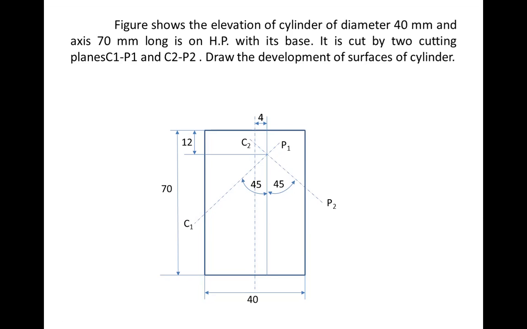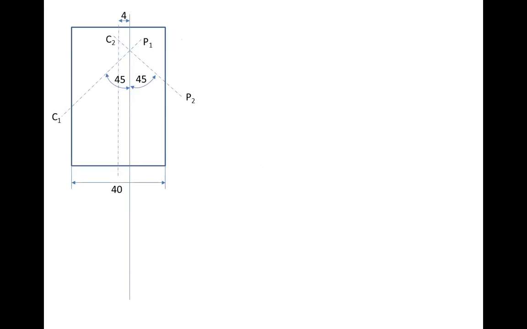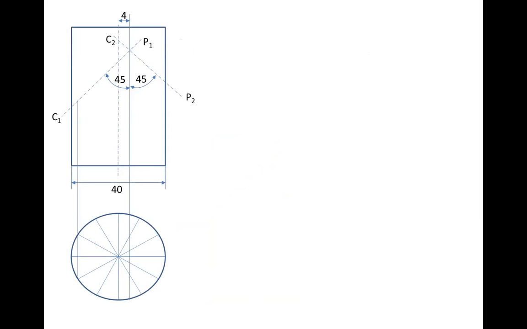For that, now we will see how we can draw that and how we can determine the geometry of that development of surfaces. For that, draw the front view as it is from the given dimensions. Then the top view is a circle. For finding the intermediate points on the drawing sheet, divide this circle into 12 equal parts so that we can find the different 12 points, and project all these points on the cutting plane.